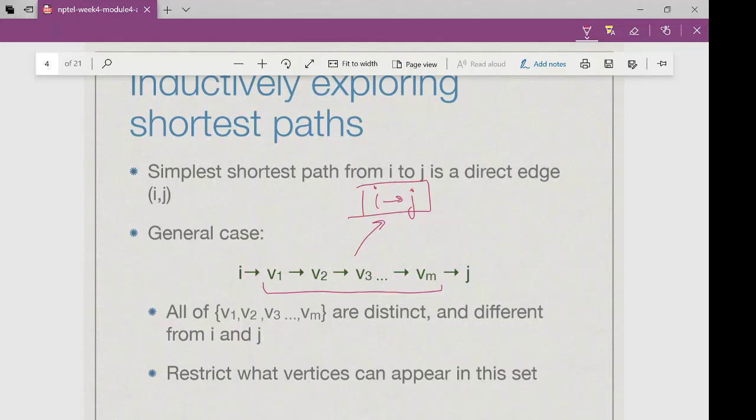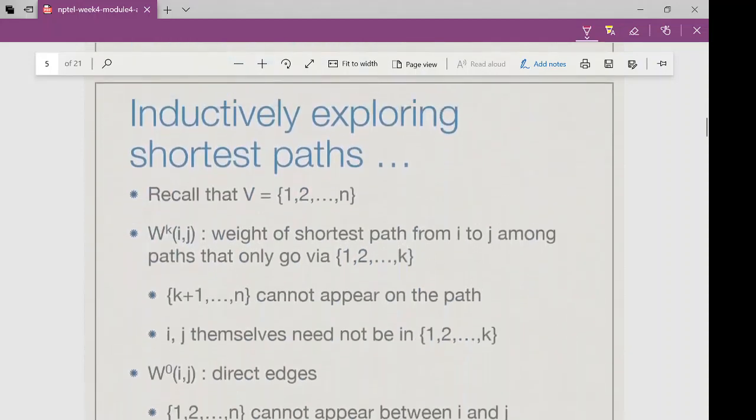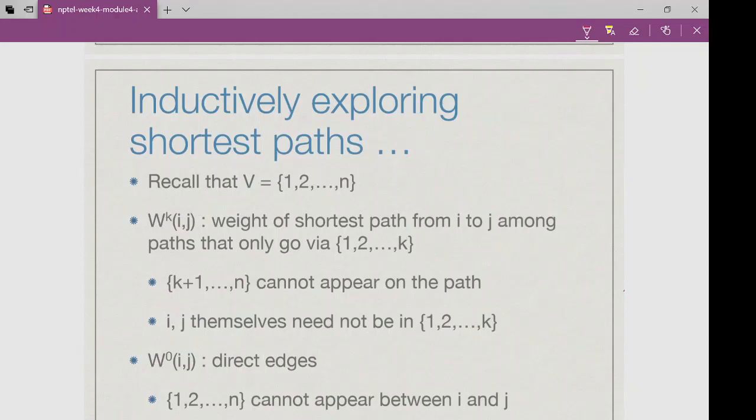Okay, so the idea here is we have to explore all possible paths, and then we will keep a record of which path is the smallest path, right? Okay, so let's see how the algorithm follows. Inductively we will explore all the paths, and then we will find the shortest path.